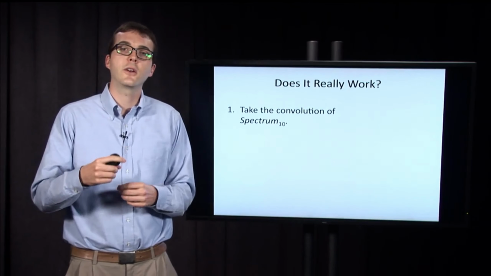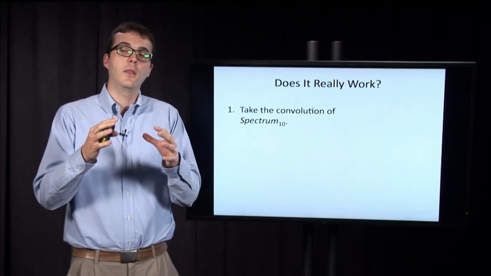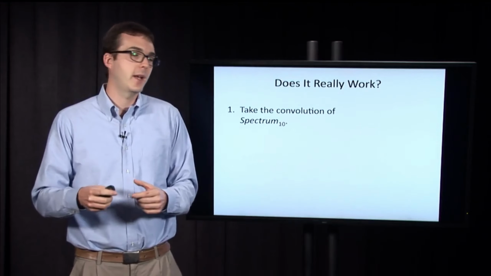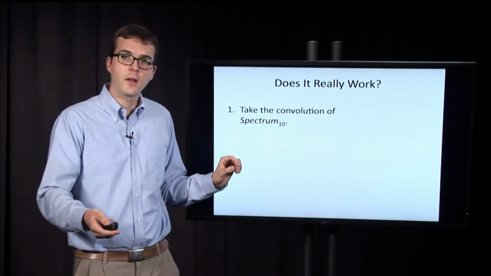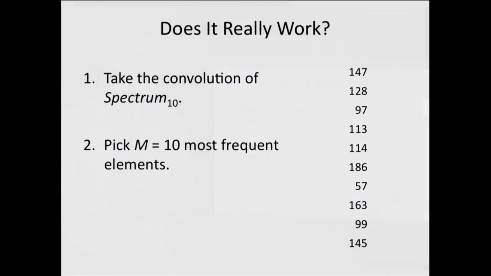And so let's consider spectrum 10. Remember, when we expanded our alphabet, the leaderboard method didn't work for spectrum 10. So let's see if it works for spectrum 10 now that we're dealing with the convolution. The first step is to take the convolution. Then we pick the 10 most frequent elements in that convolution, which I'm showing here on the right.